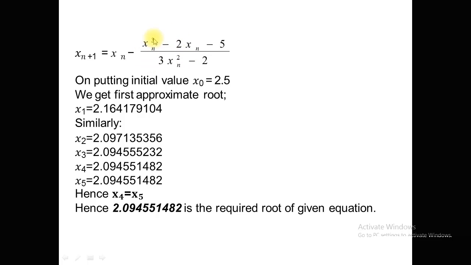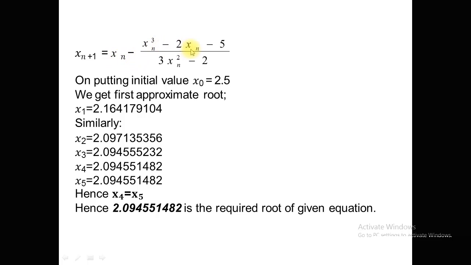And after simplifications, we get the first approximation root as x1 is equal to 2.164179104. Dear students, these methods are also called iterative methods. So this is called the first iteration. The first iteration and the first approximate root of the given function is 2.164179104.